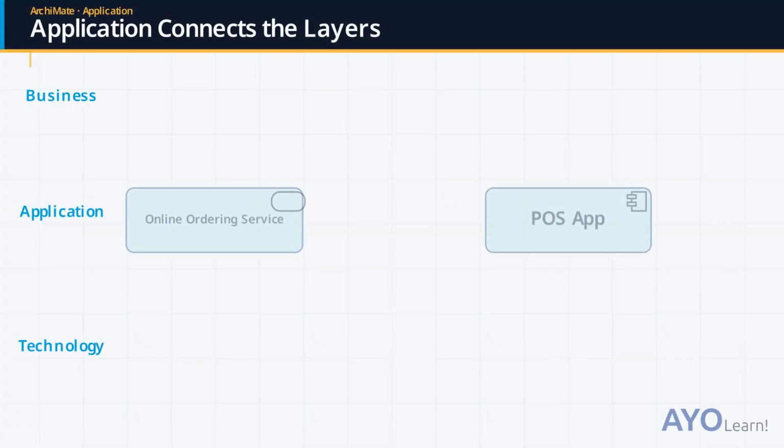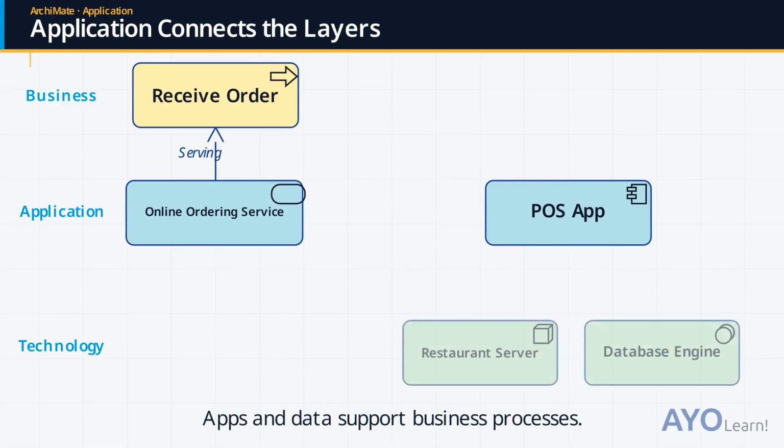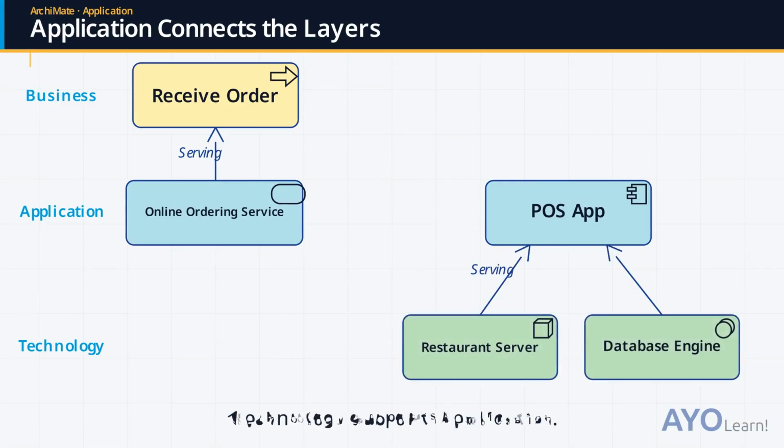Application connects two layers. The application service, online ordering service, serves the business process, receive order. These are the apps and data supporting business processes. In turn, technology supports application. The node, restaurant server, and system software, database engine, serve the application component, POS app. So application serves business while technology supports application.